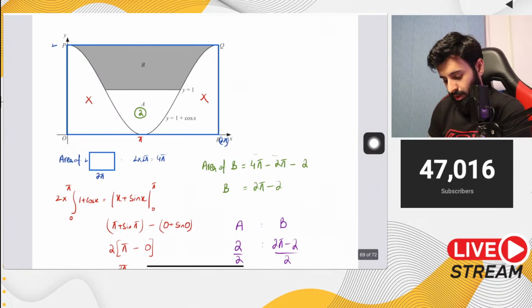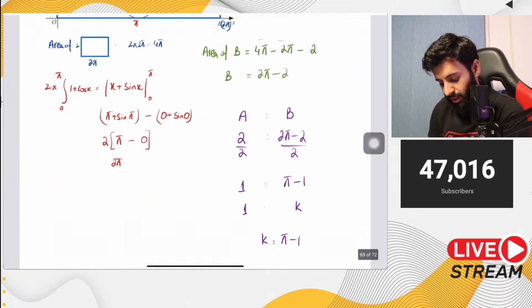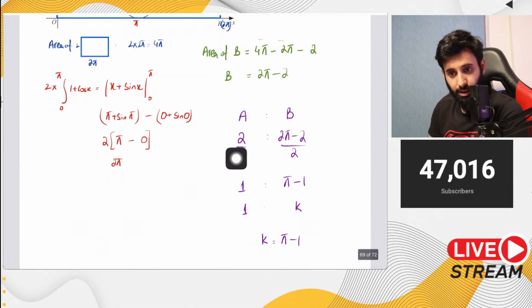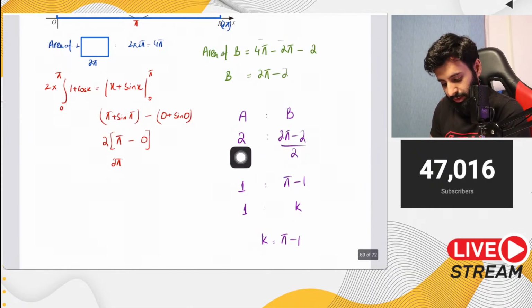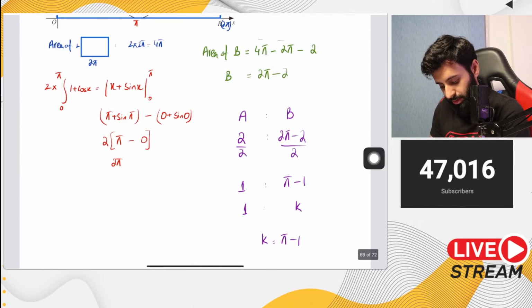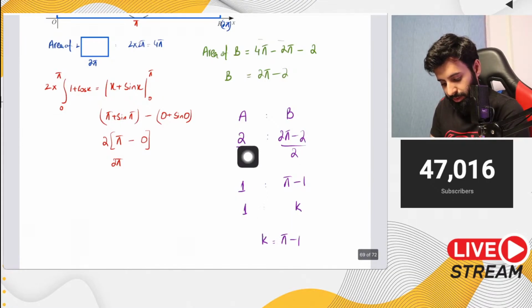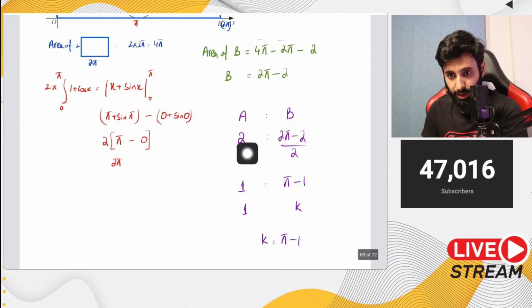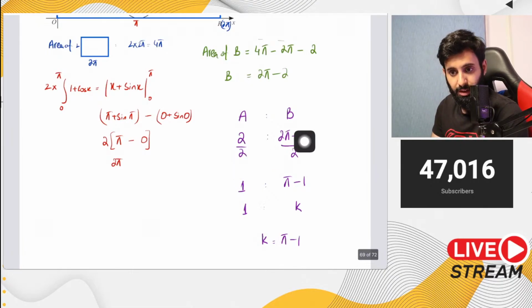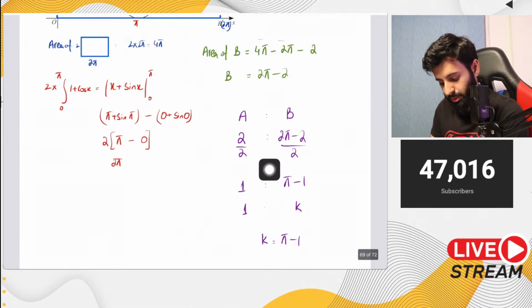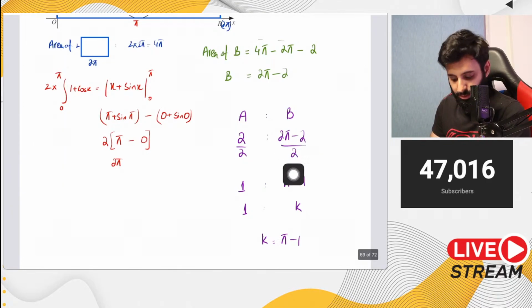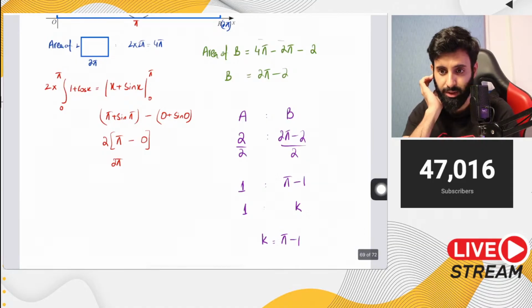Okay, so basically here's A, and here's the area of A, and here's the area of B. So 2 into 2 pi minus 2. And according to the question, we were supposed to bring it like this: 1 is to k. So how do you turn this 2 into 1? You divide this by 2. Now in a ratio, if you divide one value by 2, you divide the other value by 2 as well. So 2 upon 2 is 1, and 2 pi minus 2 upon 2 is going to be pi minus 1. So what's k equal to? K is equal to pi minus 1.